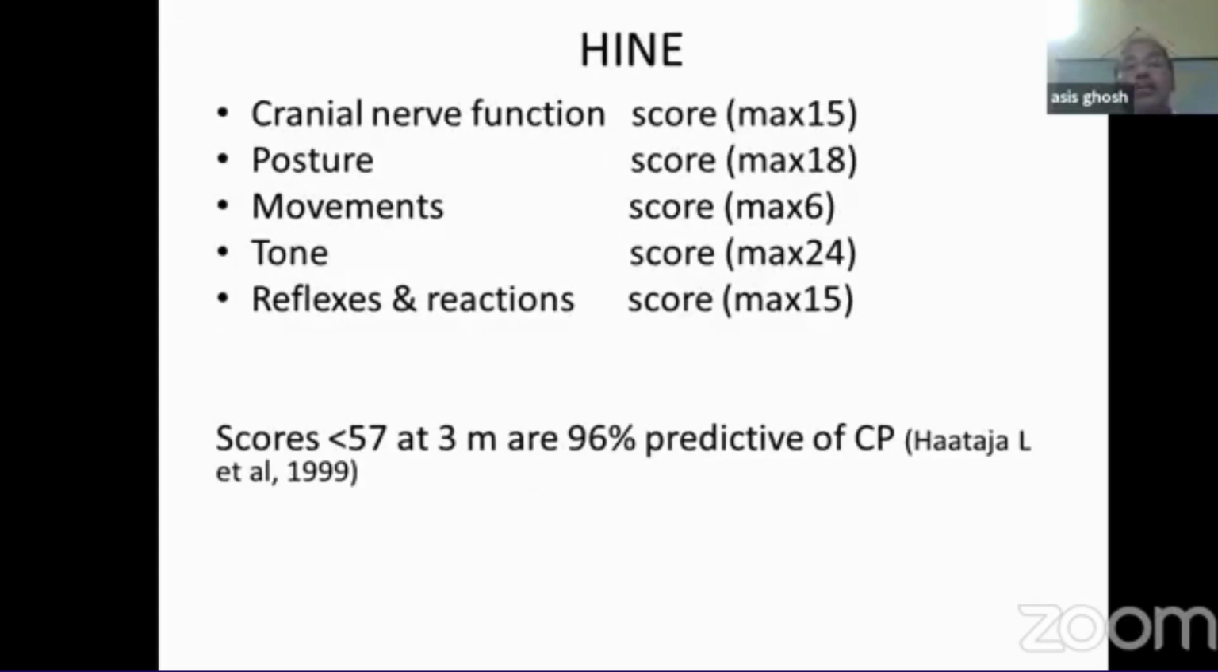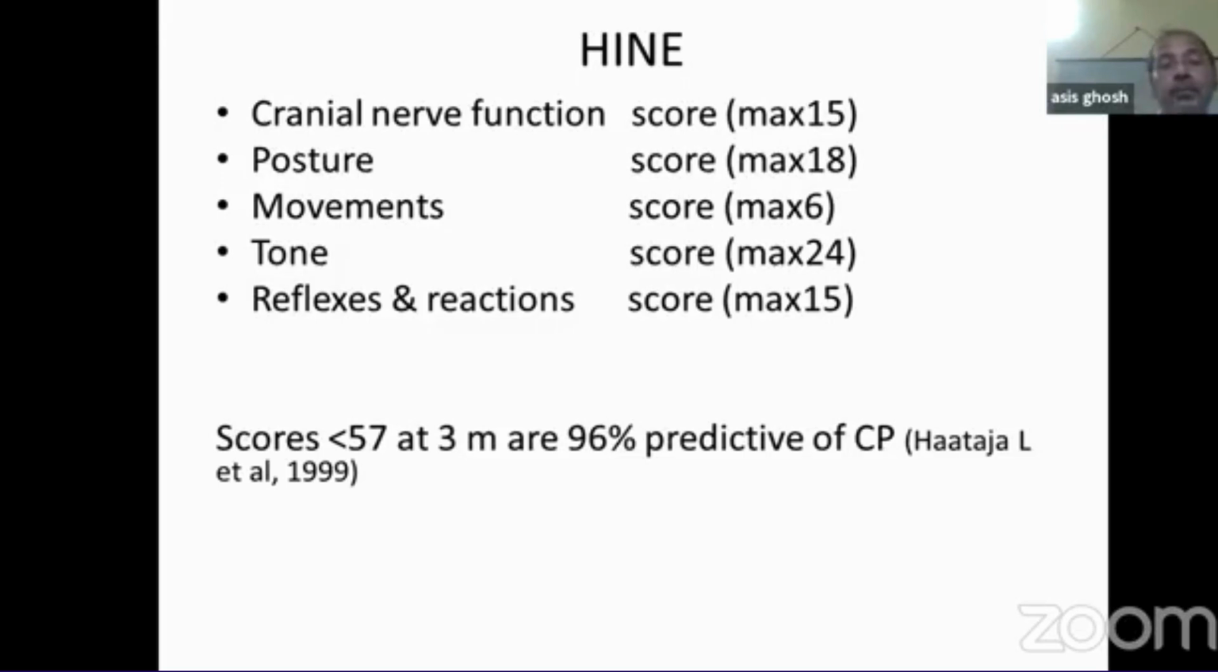For cranial nerves, the maximum score per item is 3. Under cranial nerves, there are 5 items, so the maximum score can be 15. Under posture, there are 6 items, so 3 into 6, the maximum score can be 18. For movements, there are 2 items, the quality of movement and quantity of movement, so you can give a maximum score of 6. Tone has a maximum score of 24, which means there are 8 items. Reflexes and reactions have 5 items.